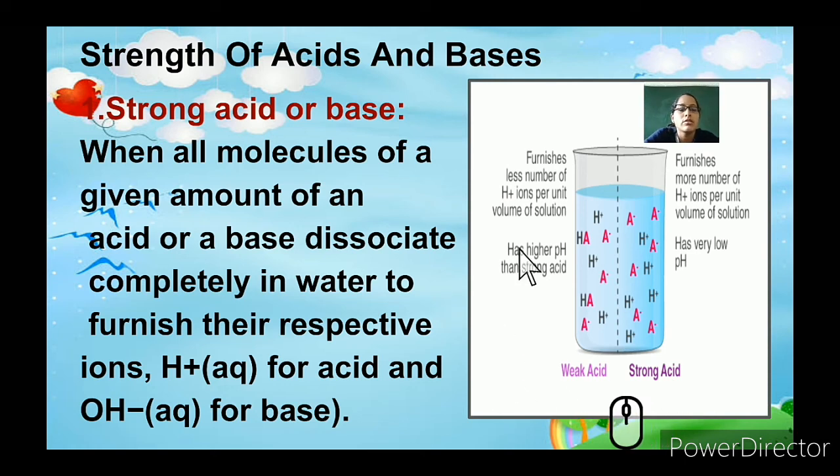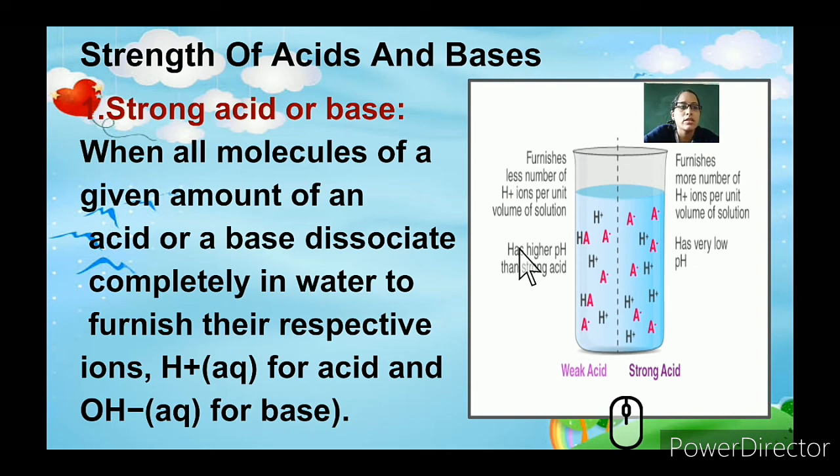When molecules of a given amount of an acid or a base are able to completely dissolve in water and release hydrogen ions, that is H plus ions for an acid, and hydroxide ions for a base, in an aqueous solution, they are known as a strong acid or base, or a weak acid or base. Aqueous solution means anything dissolved in water.